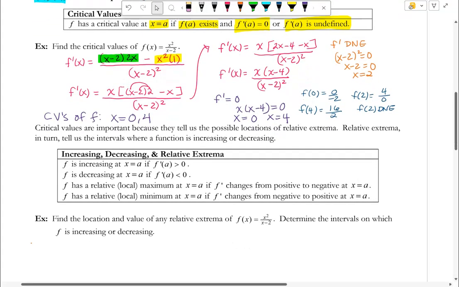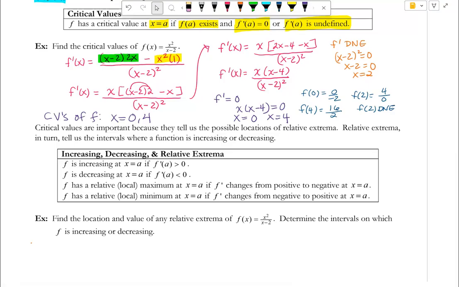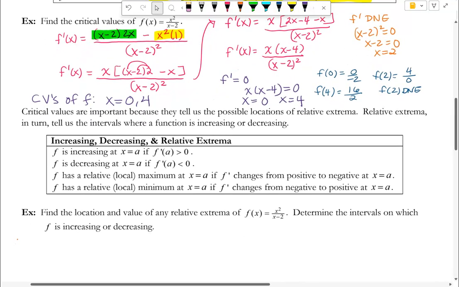So one of the reasons that we need to think about critical values is they tell us possible locations of relative extrema. So relative extrema also help us think about when a function is increasing or decreasing, and vice versa. Knowing intervals of increase or decrease could help us think about relative maxes and mins. So everything in this next box is so critical.